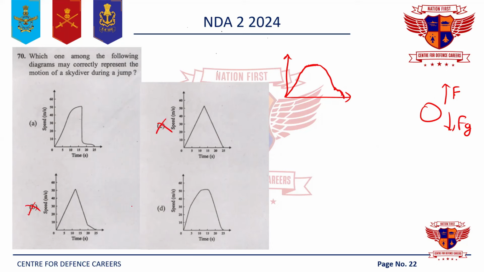Let's eliminate the wrong ones out. So we can either have option D or option A, but we should have a sharp drop at the very end, and that is only available in option A. So option A will be the correct answer. Okay, moving on to the next question.